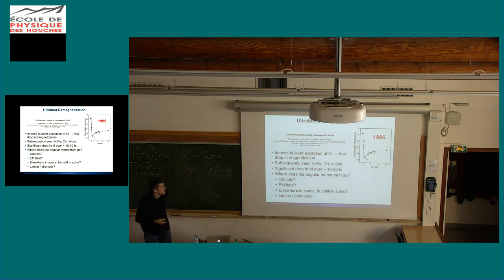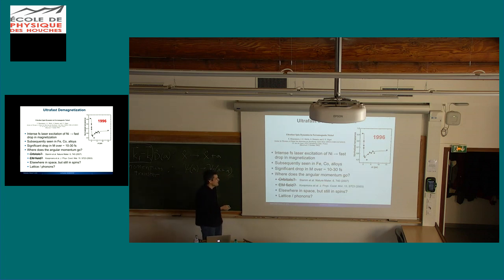And this change in the magnetization happens on a time scale of about 10 to 30 femtoseconds. It's been confirmed by multiple measurements. And there's been a long-standing debate on where the angular momentum goes, because people didn't initially understand how it could drop that fast. One of the big questions was, how does angular momentum go somewhere else on that time scale? There's been a lot of talk, maybe orbitals, but that was argued against with experiments, the electromagnetic field. There's theory and experiments that suggest that that's not relevant.